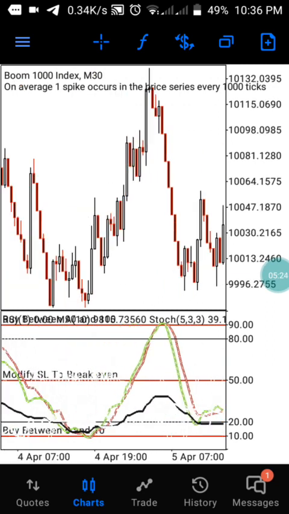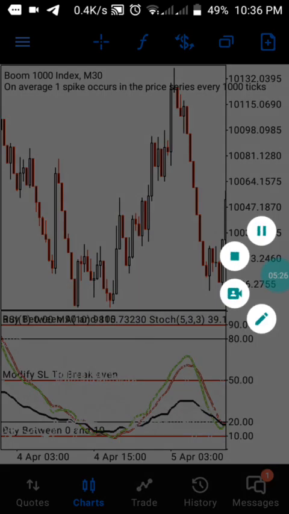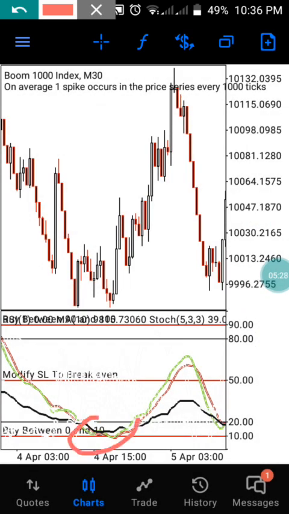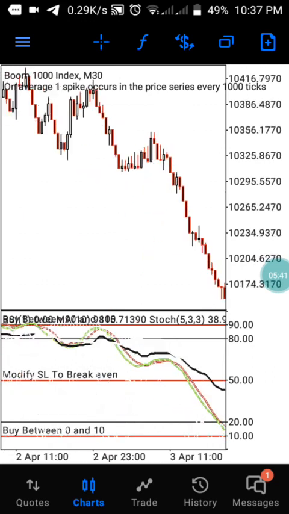So let's check for more. You see at this particular level now, all our RSI and our moving averages have moved above the 20 level. Then what do we do? We enter our trade at this level. Then take up your trade at it.